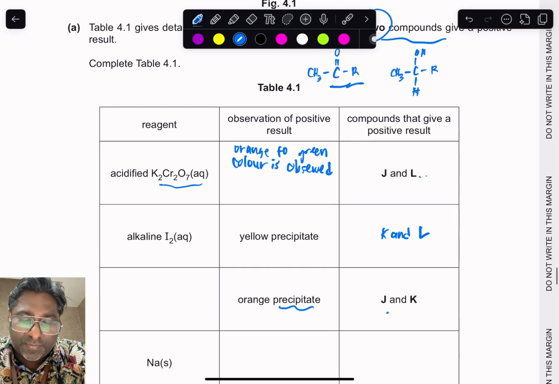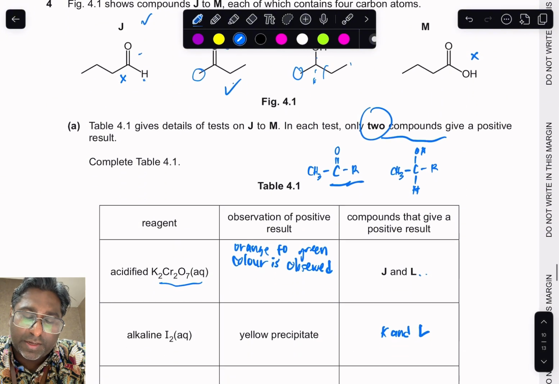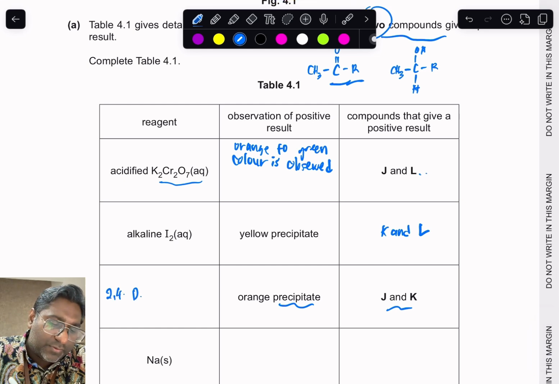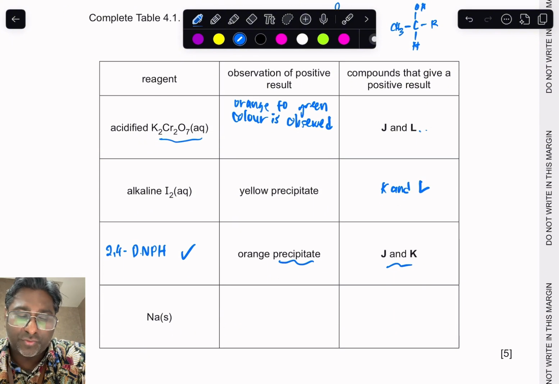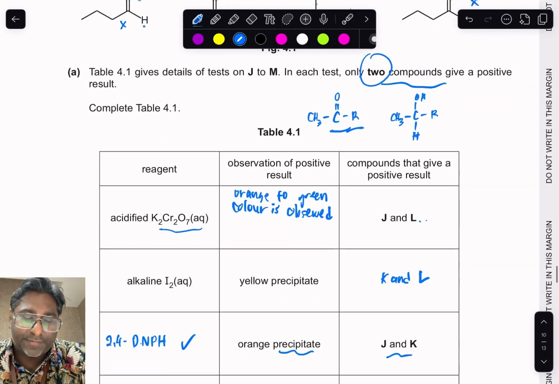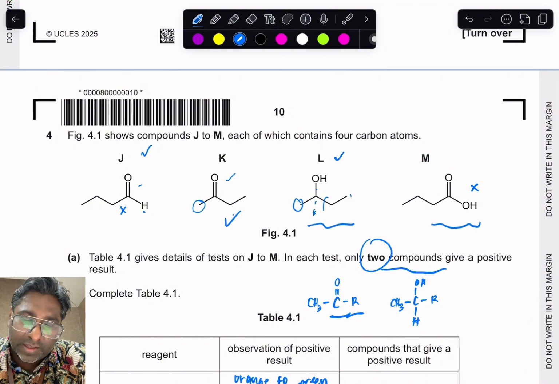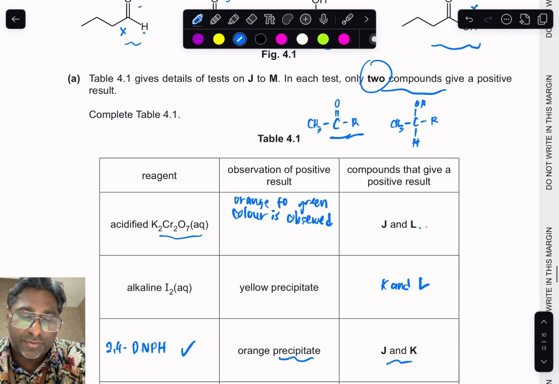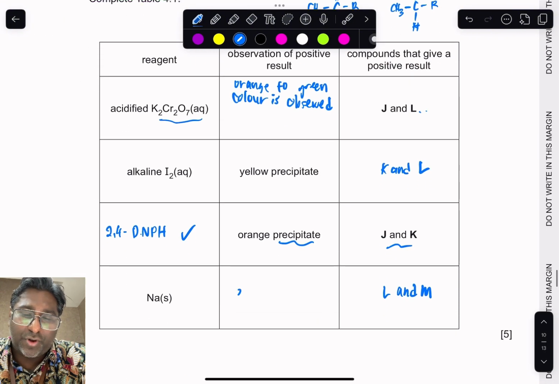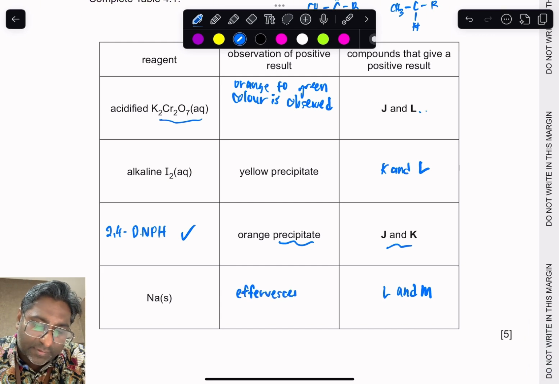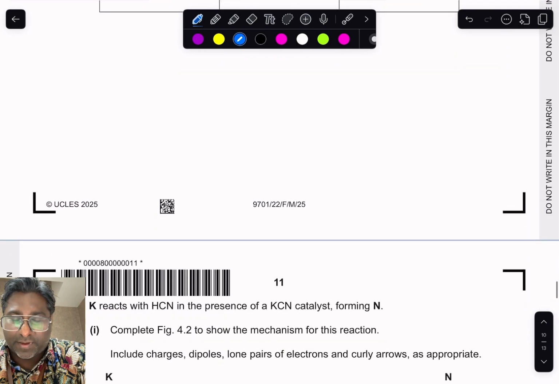Now orange precipitate, J and K. So if you look at J and K, it's going to be aldehyde and ketone. Aldehyde and ketone give an orange precipitate with 2,4-DNPH. Just write the simplified version DNPH, or 2,4-dinitrophenylhydrazine. With sodium, the compound that will react with sodium is this and this. Ketone and aldehyde do not react with sodium, so L and M. If you react with sodium, they are going to give you effervescence of hydrogen gas. You can mention just effervescence is okay, but if you test the gas, it will give you the pop sound with a lighted wooden splint.